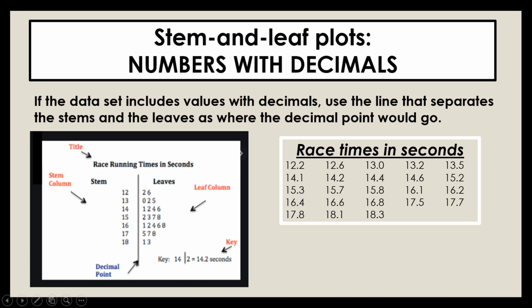Their key, 14 line 2 equals 14.2 seconds, not 142. That's why a key is very important, so you know how to read the values. These are race times in seconds, and there's the data that comes from that stem and leaf plot.